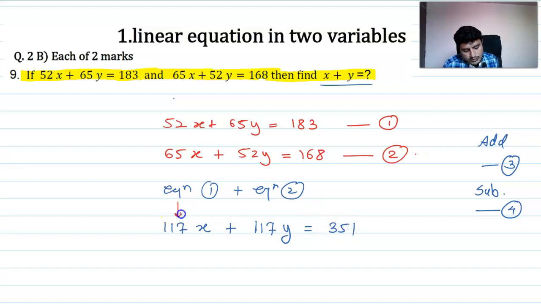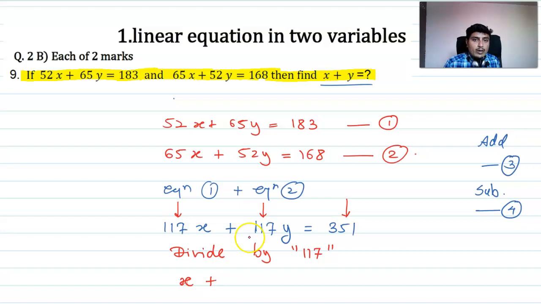Now look at the coefficient of variable x, the coefficient of variable y and the constant. All are divisible by 117. So let us divide the whole equation by 117. So we have 117x divided by 117, the 117 gets cancelled, we have just x, plus the same thing, 117y divided by 117, the 117 gets cancelled, simply we get y, that is equal to 351 divided by 117, which is 3. So the value of x plus y is equal to 3.